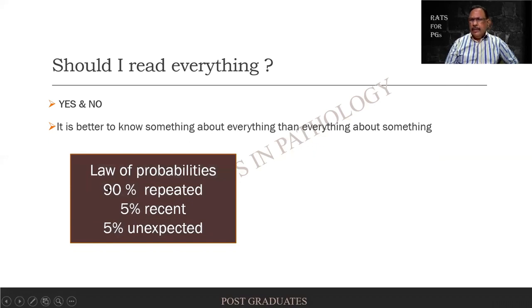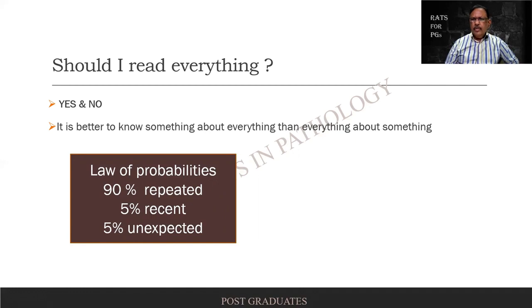And always there is a probability. Whenever there is something that is hurting, there will be something that is encouraging also. This is my understanding: 90% of the questions will be repeated. 5% might be from the recent techniques, advances, or developments. And 5% may be totally illogical, unexpected, or out of context. So 90% is repeated. Always this 10% is supposed to differentiate the varying students.